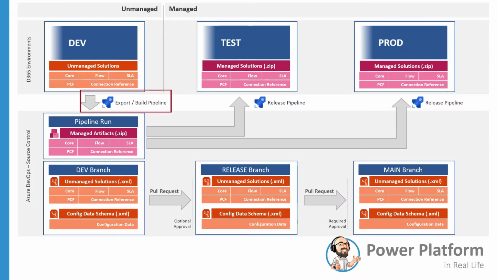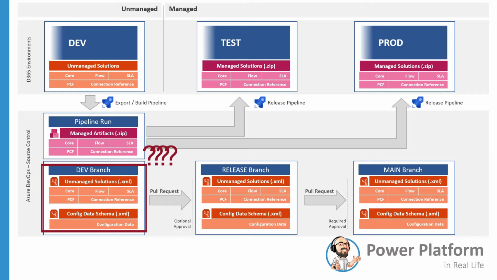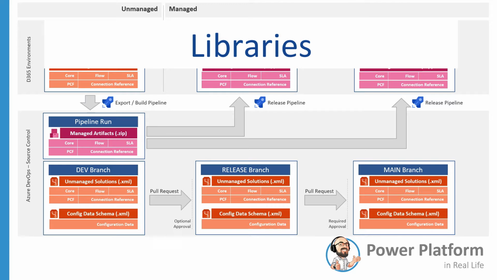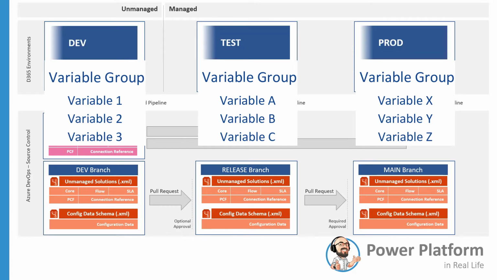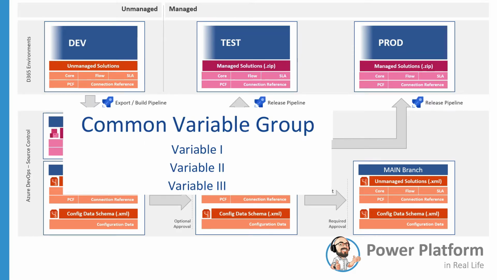When the build pipeline runs to export solutions from Dynamics 365 and commit to the repository, it will need variables like Azure DevOps URL, repository name, service principal, secrets, etc. So these variables are stored in pipeline libraries, and you can group the variables into variable groups. We'll create one variable group per environment and another common variable group for the entire pipeline to run.